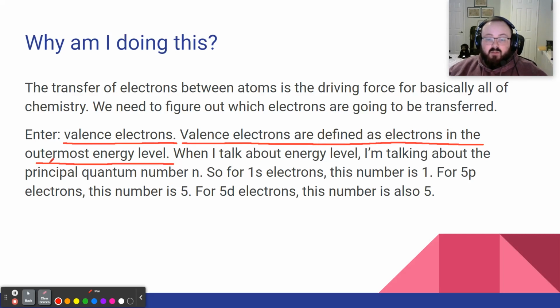When I talk about energy level, I'm talking about the principal quantum number n. For a 1s electron, this number is 1. 5p, the number is 5. For a 5d electron, it would also be 5.